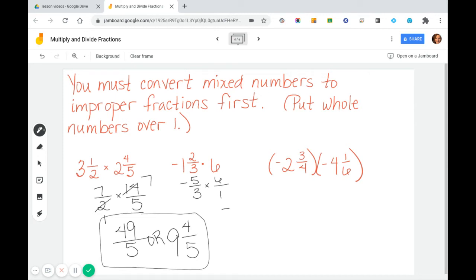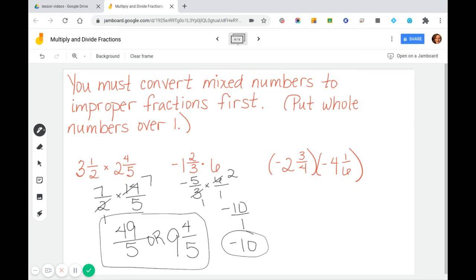You can get 30 over 3 and then change it. Or 3 and 6, I can divide them by 3s and make this a 1 and a 2. Across the top, 5 times 2 is 10. Across the bottom, 1 times 1 is 1. Even though that's reduced, it's not really written in simplest form, is it? Negative 10 over 1 is really just a negative 10. Last one on this page.